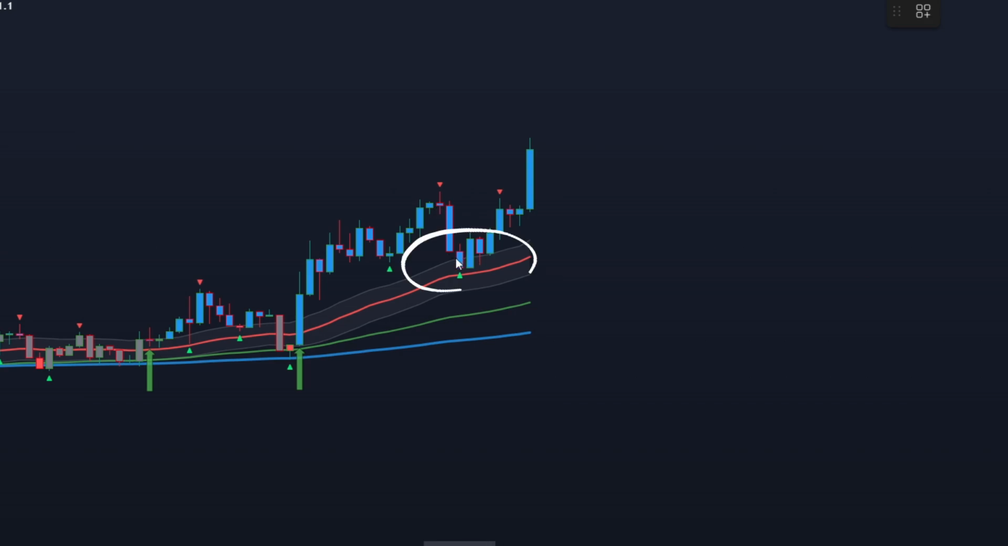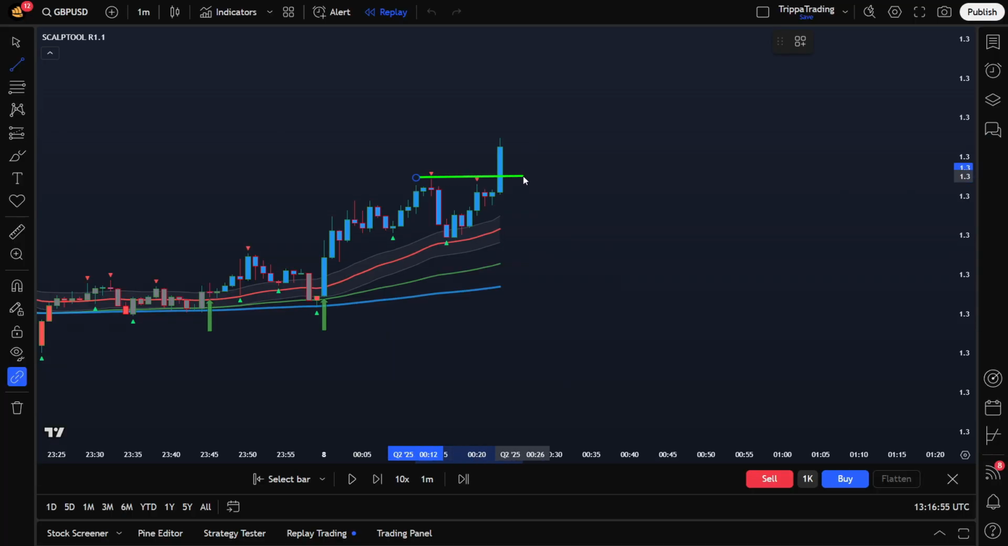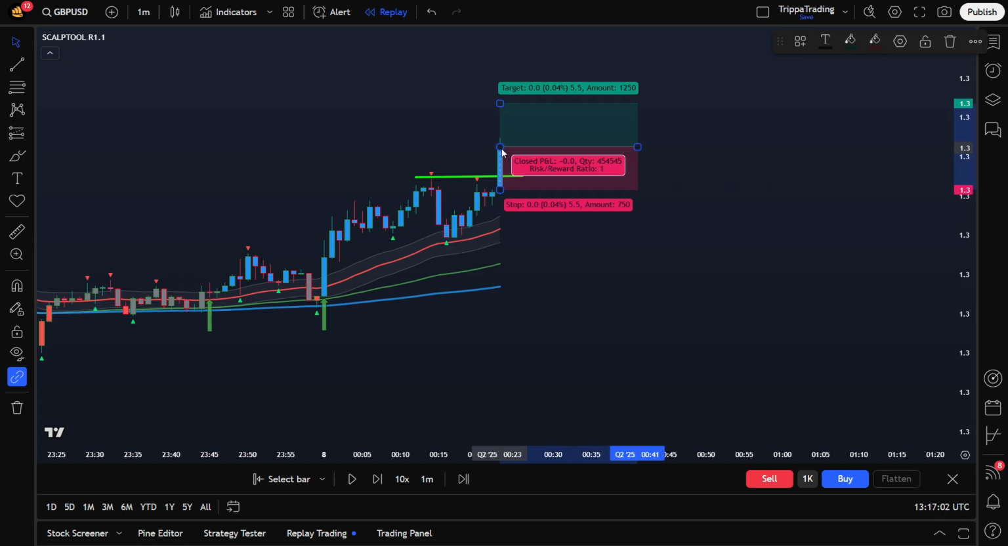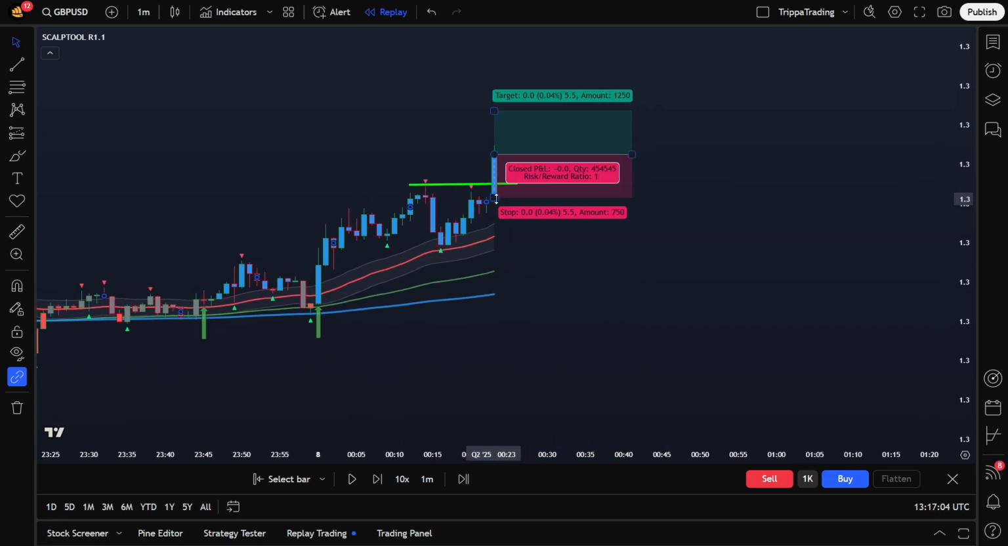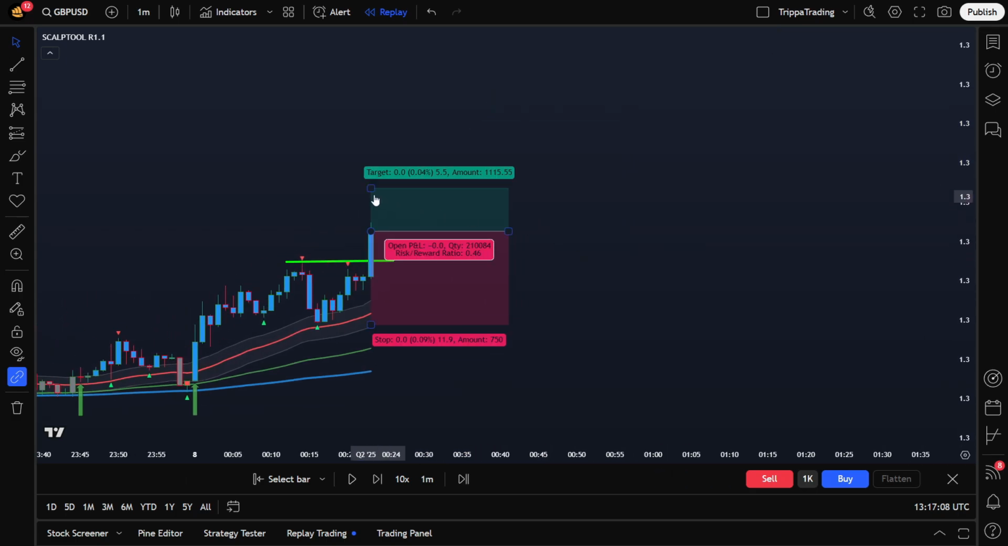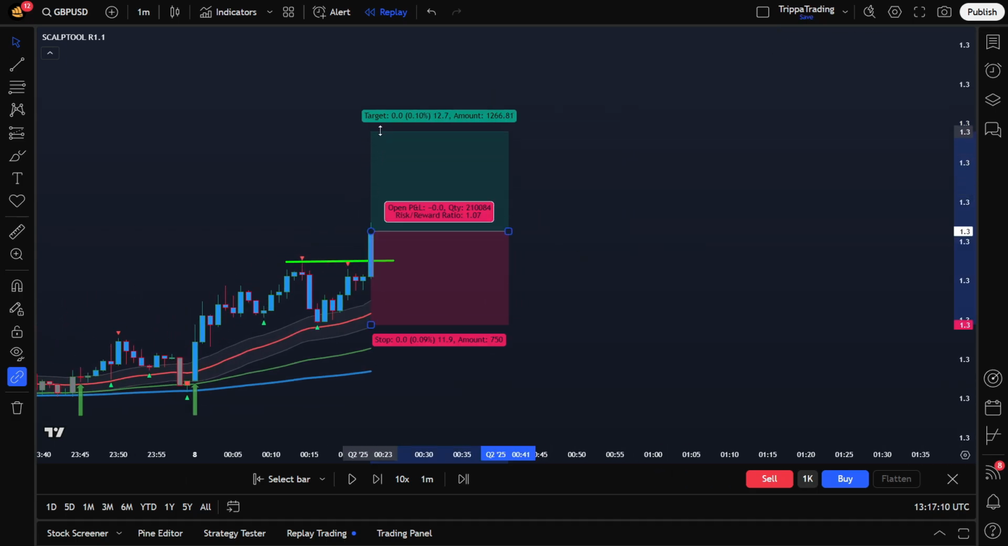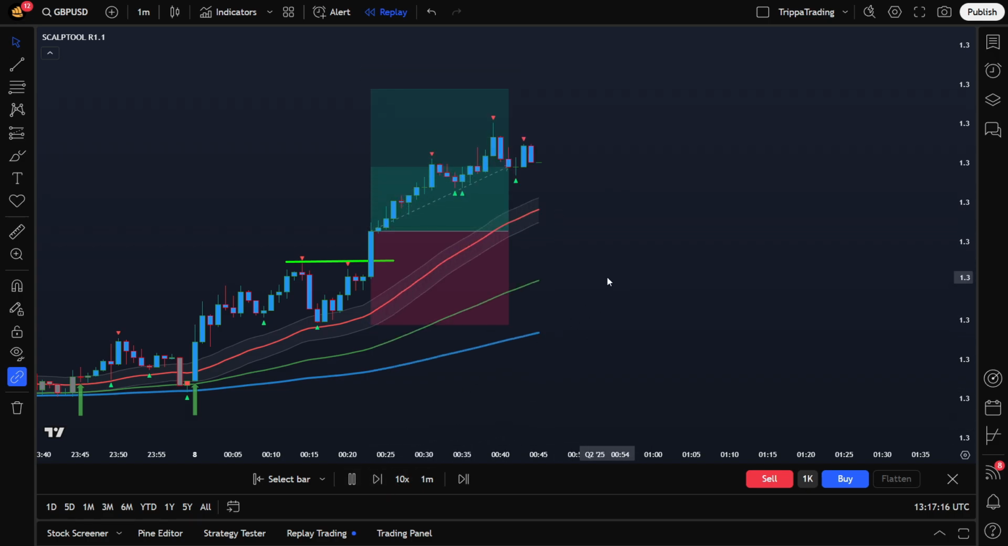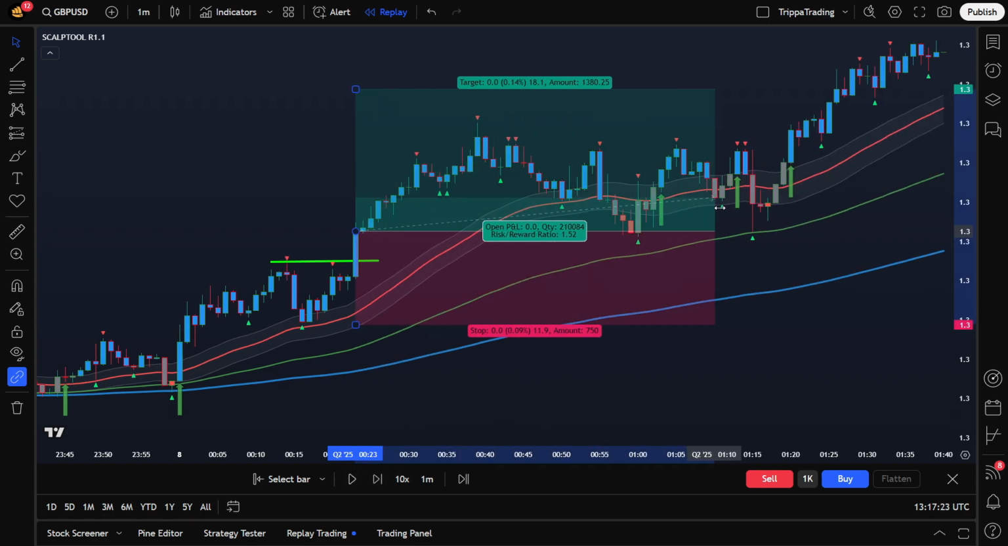Next, we wait for a pullback to the PAC, which happens right here. Once the price touches or enters the channel, we mark the most recent resistance level from where the previous push began. Then we wait for a bullish breakout candle that closes above this resistance level. Once that happens, we can safely open a buy position on the next candle. In this case, we place the stop loss below the previous swing low or below the red midline of the PAC. For the take profit, a 1.5 risk to reward ratio works well.